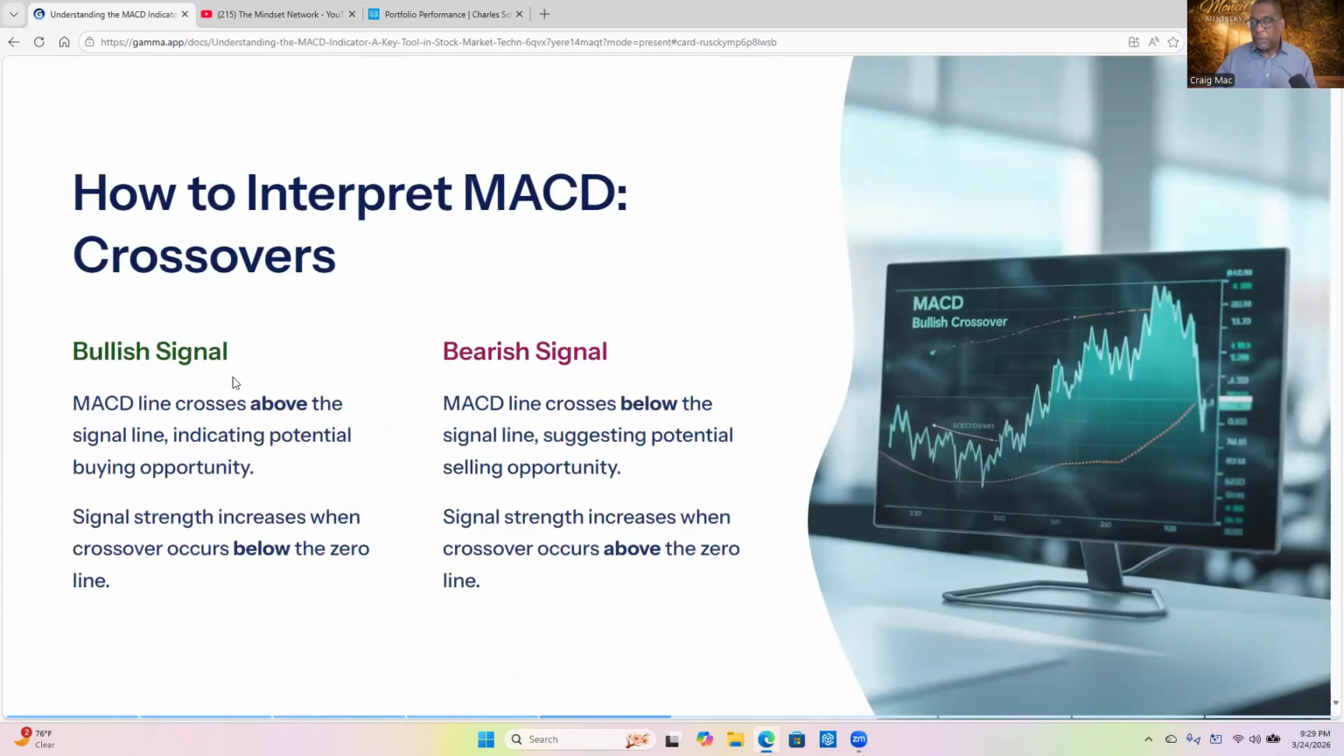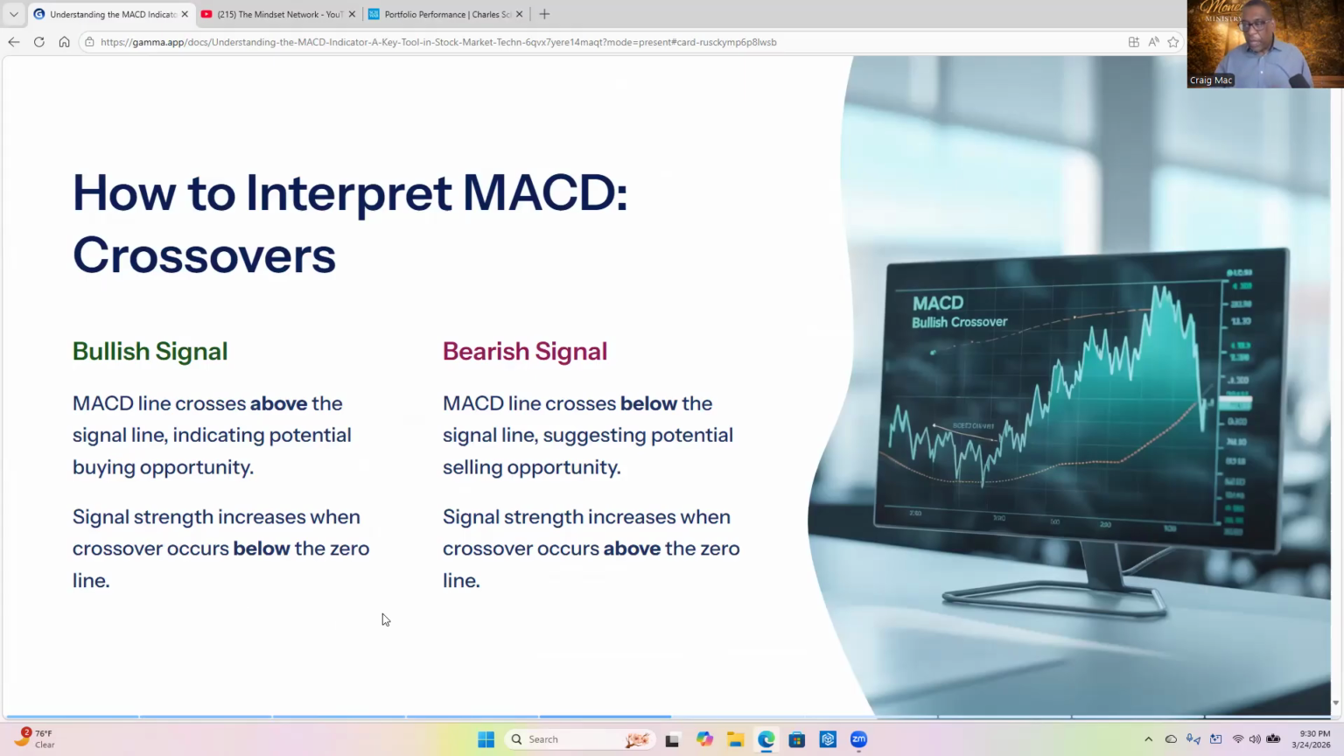Interpret the MACD crossovers. Bullish signal. The MACD line crosses above the signal line, meaning the blue line crosses the yellow line, indicating a potential buying opportunity. It is a very strong signal if the blue line crosses the yellow line and they're both below the zero line. That means that is a strong bullish momentum shift.